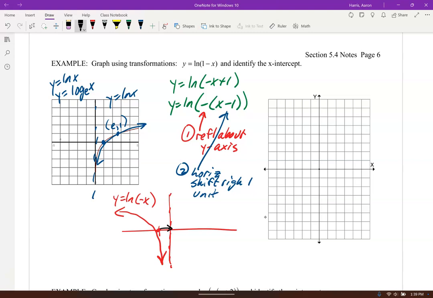So if I shift it to the right, instead of a vertical asymptote at x equals 0, now the vertical asymptote is at x equals 1. Instead of -1, 0, I got 0, 0. And I could graph any other points if I needed to. But that's what it's going to look like, right? And our x-intercept is right there.